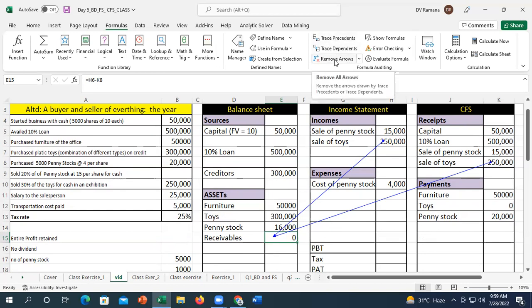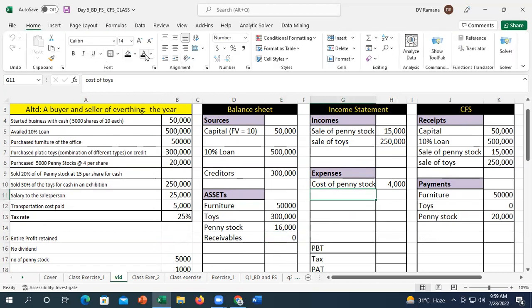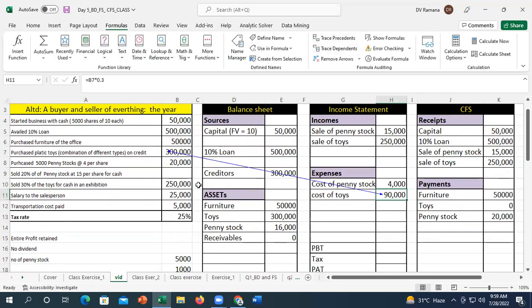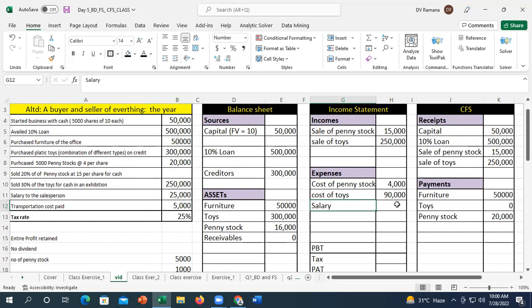But once again, because there is a sale, there has to be cost of the goods sold, which is the cost of toys, and the cost of toys is equal to 90,000. How did we get 90,000? It is 30% of the toys purchased, and the toys purchased were 300,000. Salary to the salesperson is an expense. Salary is an expense and a payment. So we assume that the salary has been paid.